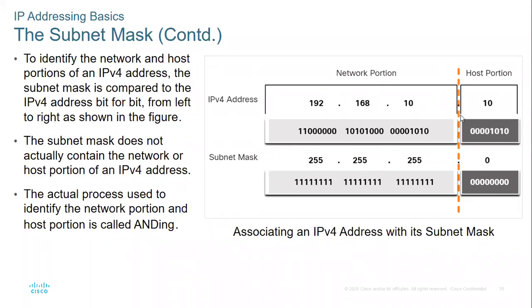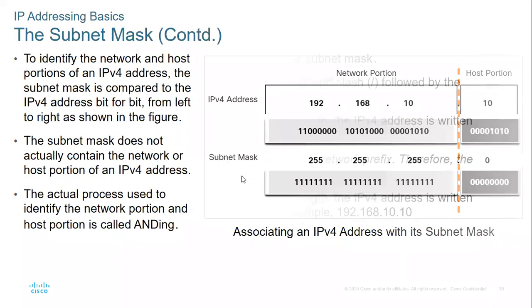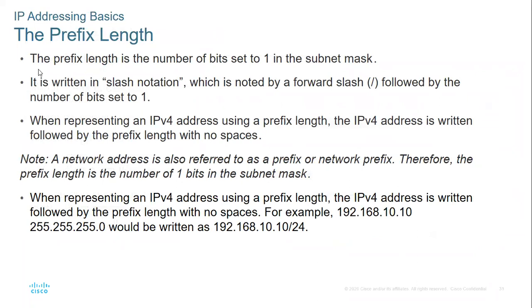Okay, so if you can see, we have 192.168.10.10. This is an IP address. But when we do the ANDing, here we're going to get 0. So 192.168.10.0 is called a network, okay? So when you combine the subnet mask plus the IP address, that gives us a network, okay?